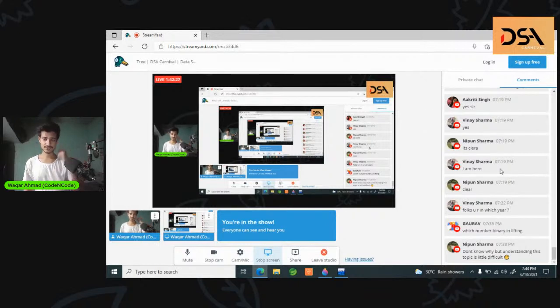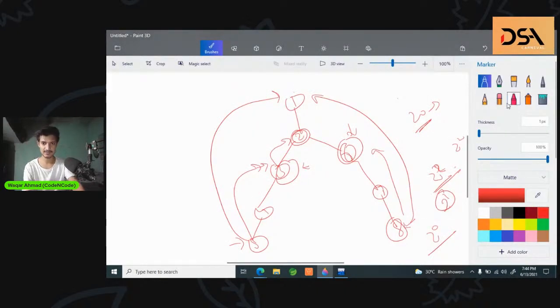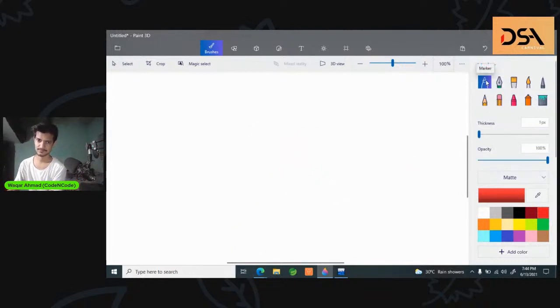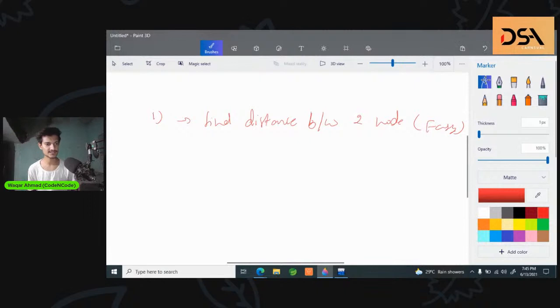This is a lot to take in, and understanding it is very, very important because you will be using it. Let me tell you where this LCA will be used, which is important information for you guys. First of all, find the distance between two nodes. It is actually an easy algorithm. This will come under easy.